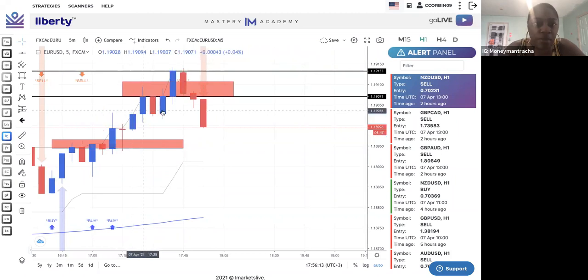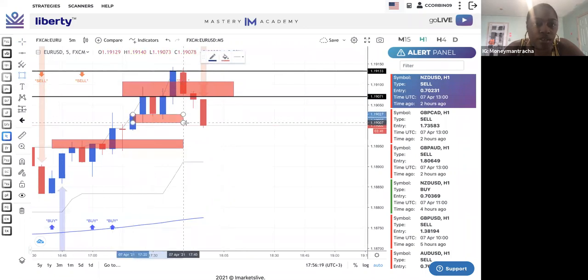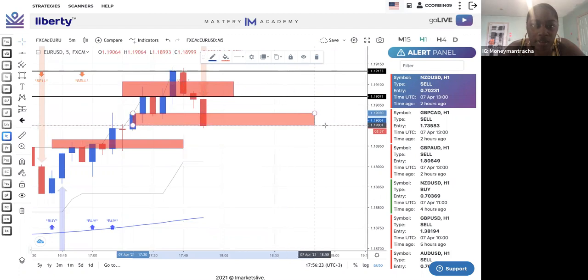So let me actually delete that box. So pretty much we would just either wait until it pushes up to this line. You can also make that a buy zone, because we got some wicks right there.